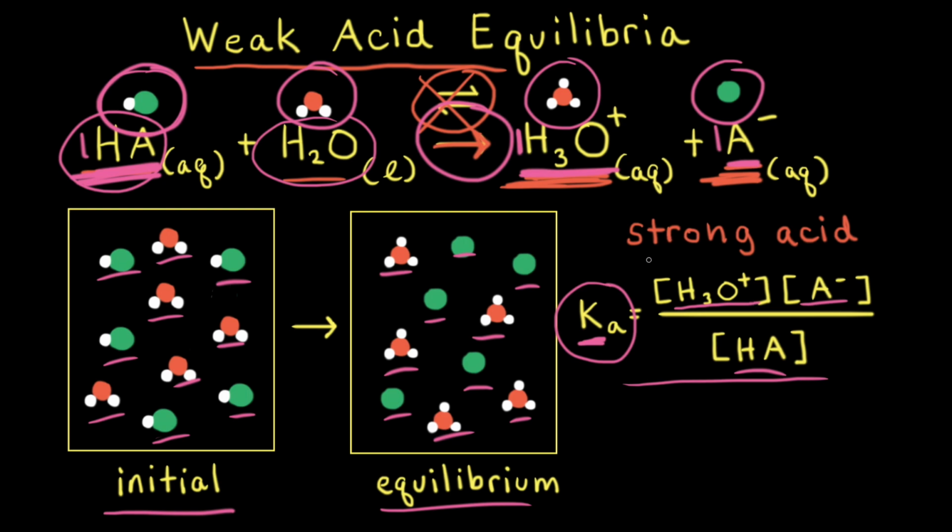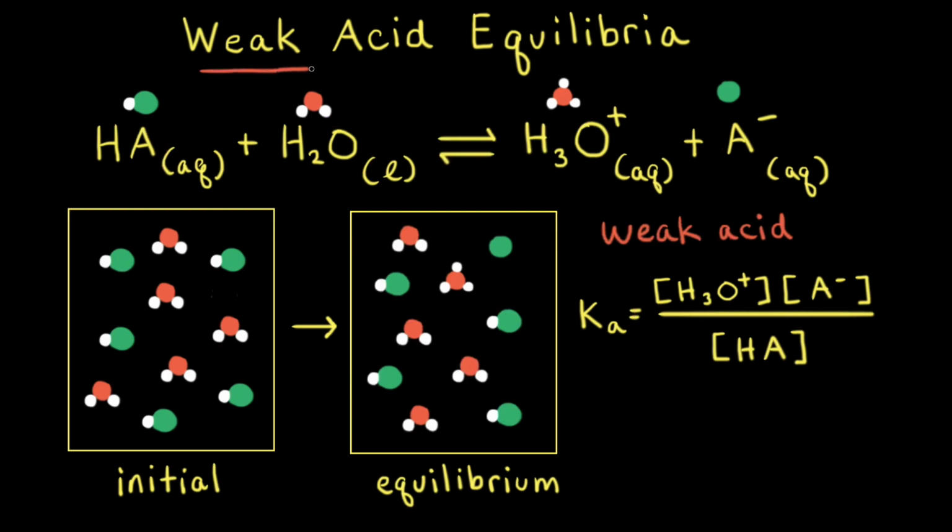Since the equilibrium lies so far to the right for a strong acid, at equilibrium, there's going to be essentially all products and very, very little reactants. That means the Ka value for a strong acid will be much greater than 1. Now let's look at a weak acid. We're going to use the same general equation here.